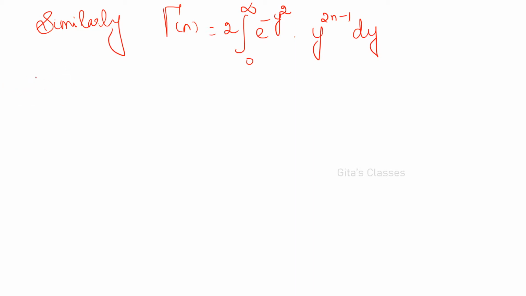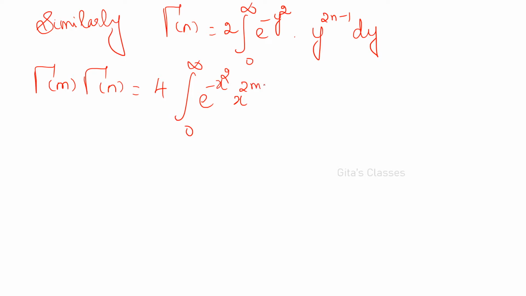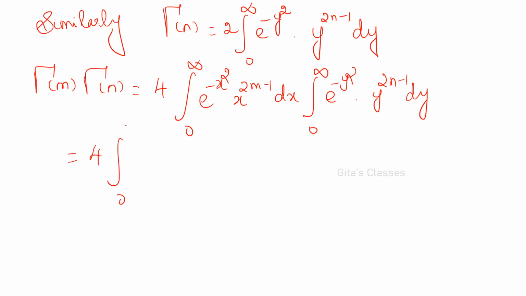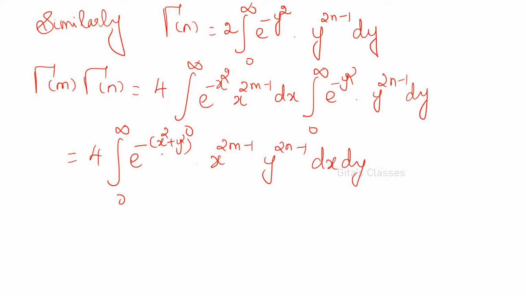Now let us multiply both sides. Gamma of m into gamma of n is equal to 4 into the integral from 0 to infinity of e power minus x squared x power 2m minus 1 dx into the integral from 0 to infinity of e power minus y squared y power 2n minus 1 dy. I am going to write it combined: the integral from 0 to infinity of e power minus of x squared plus y squared into x power 2m minus 1 y power 2n minus 1 dx dy.